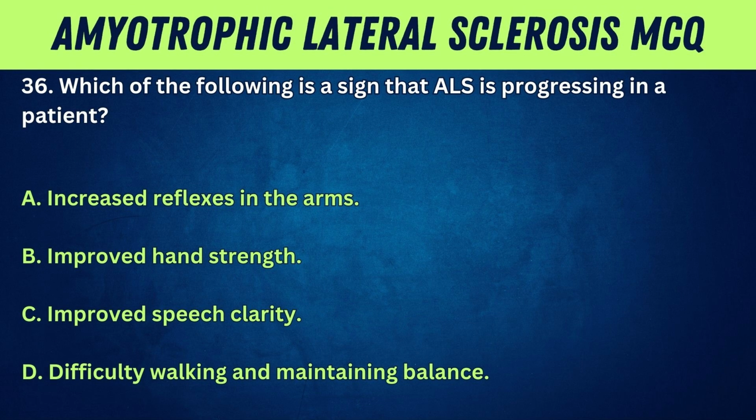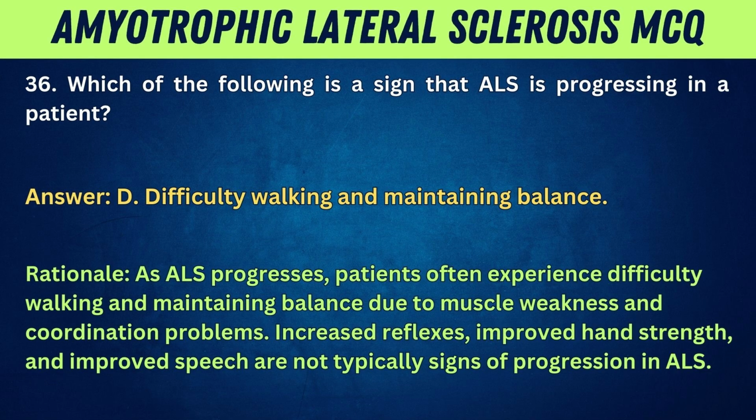36. Which of the following is a sign that ALS is progressing in a patient? A. Increased reflexes in the arms. B. Improved hand strength. C. Improved speech clarity. D. Difficulty walking and maintaining balance. Answer: D. Difficulty walking and maintaining balance.